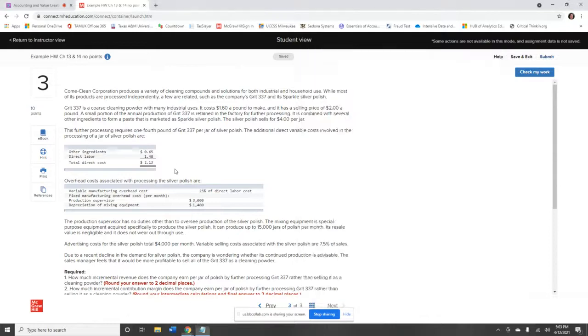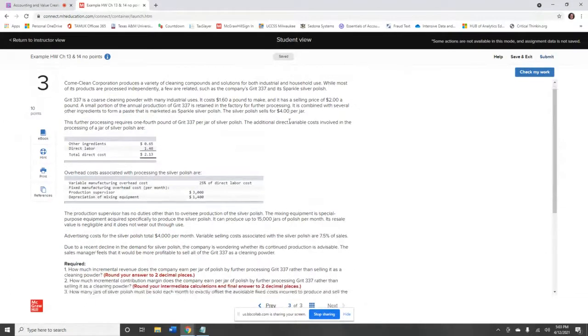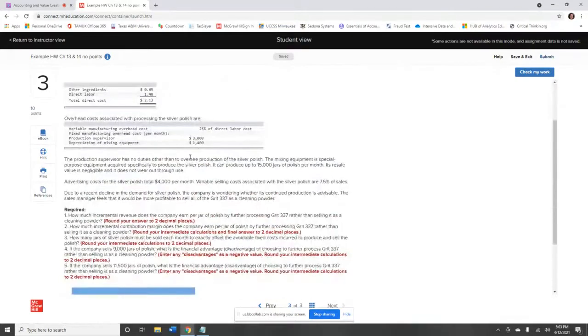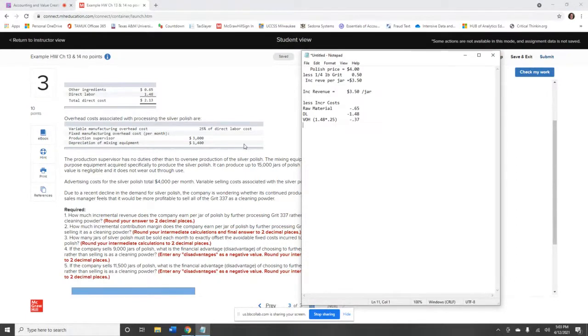And then we had some variable selling costs. Variable selling costs are 7.5% of sales. So we sell a jar for $4. Variable selling, so that's 4 times 0.075. Right, so 7.5% times $4 is equal to 30 cents.